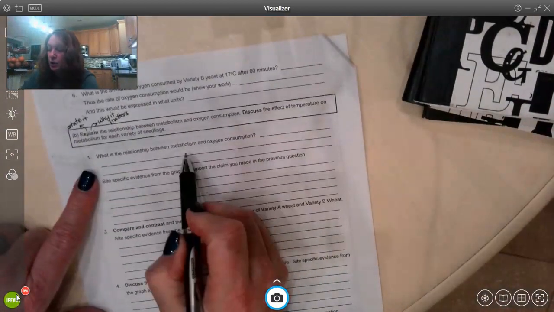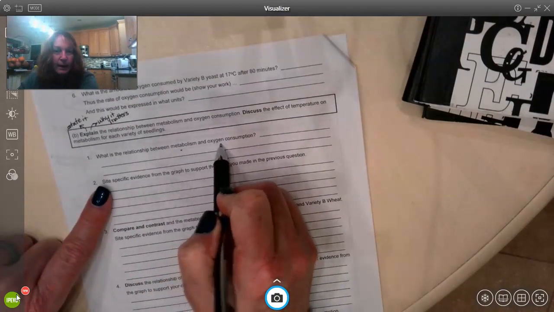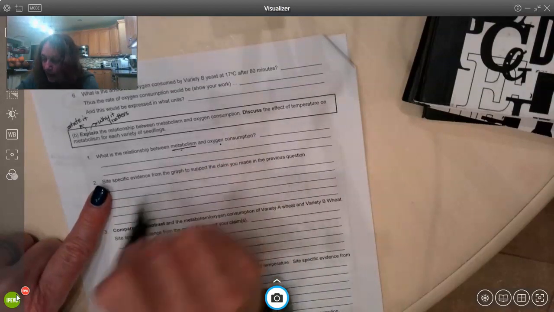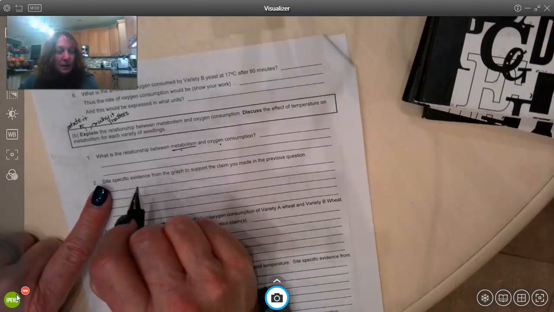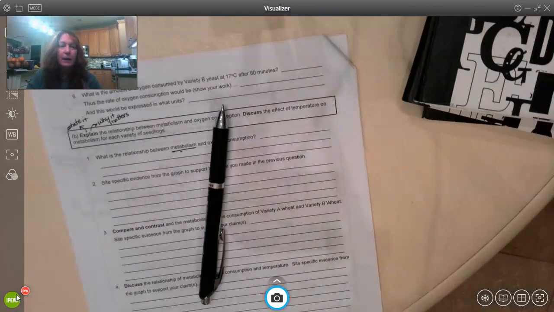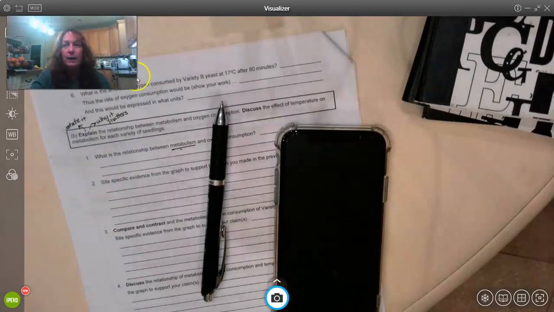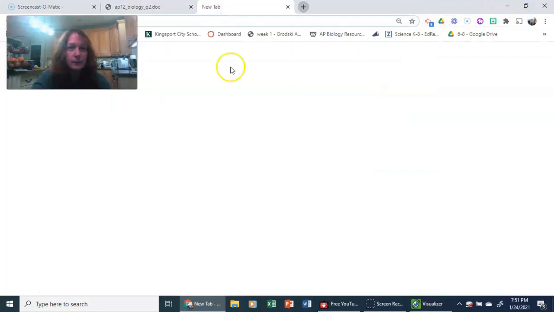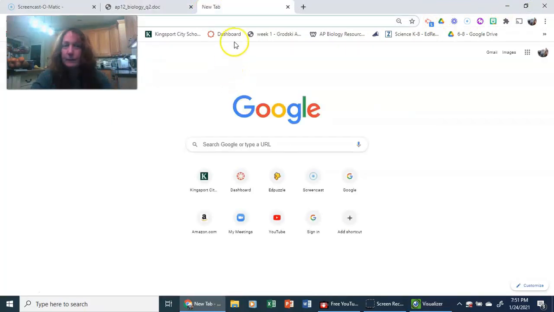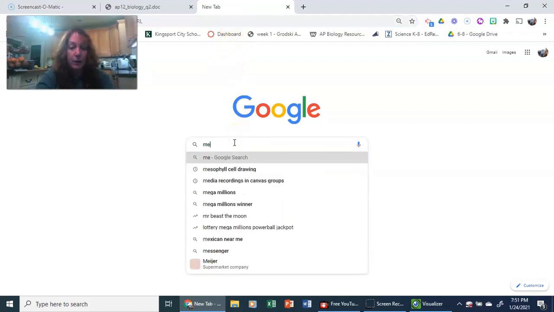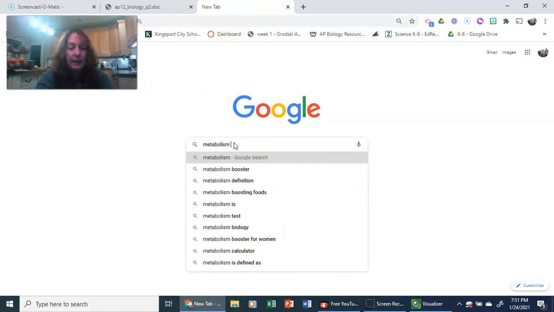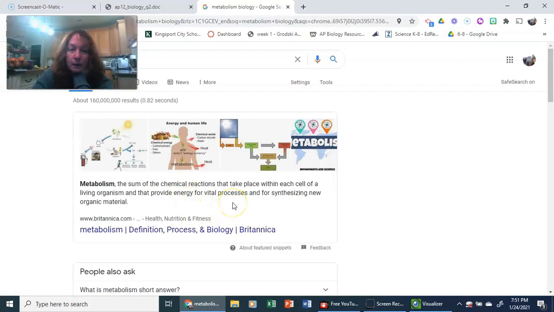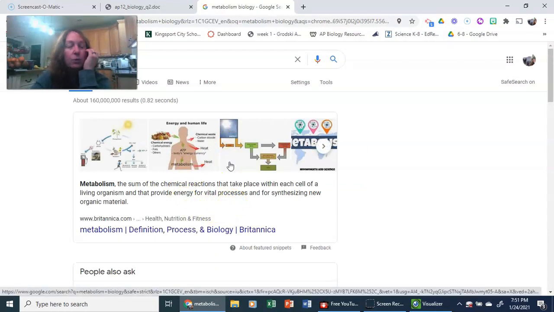So what is the relationship between metabolism and oxygen consumption? So you're going to have to think about what metabolism is. And you want to be sure that you clarify that for biology. I was going to say it was the sum of all the chemical reactions. Well, I'm fine with that.